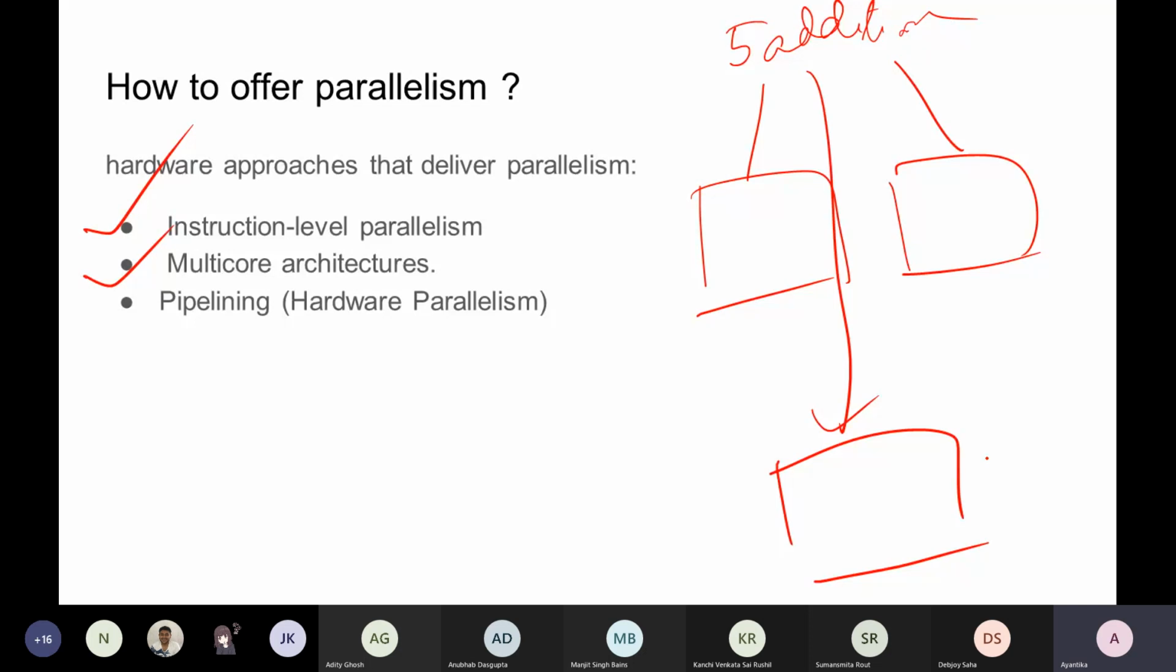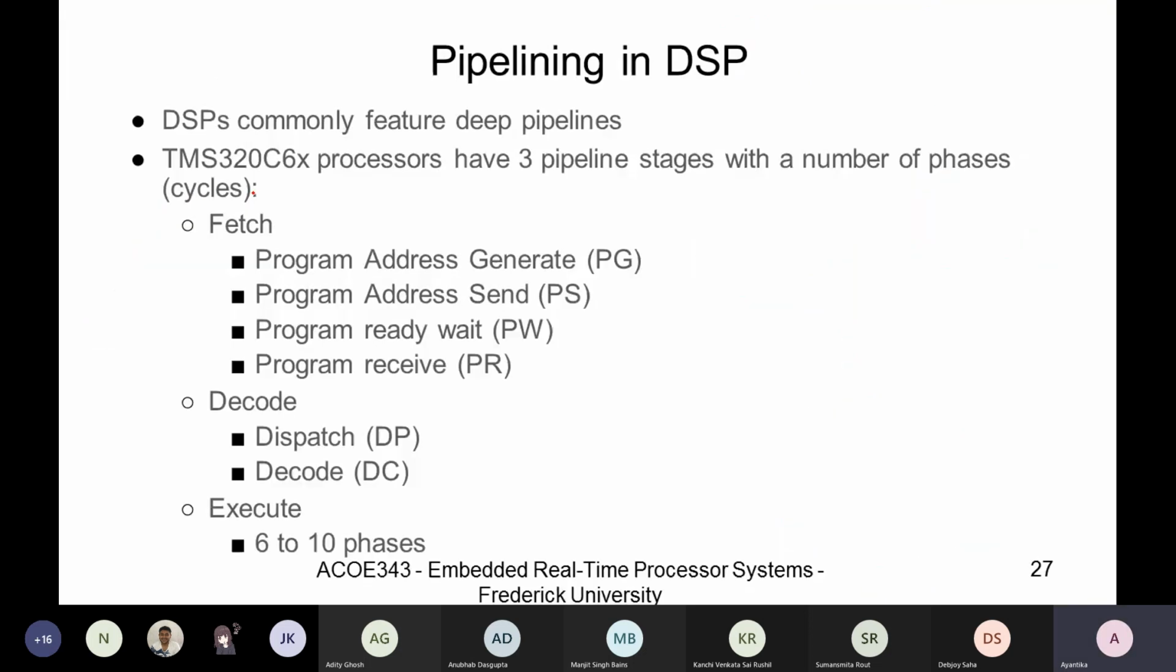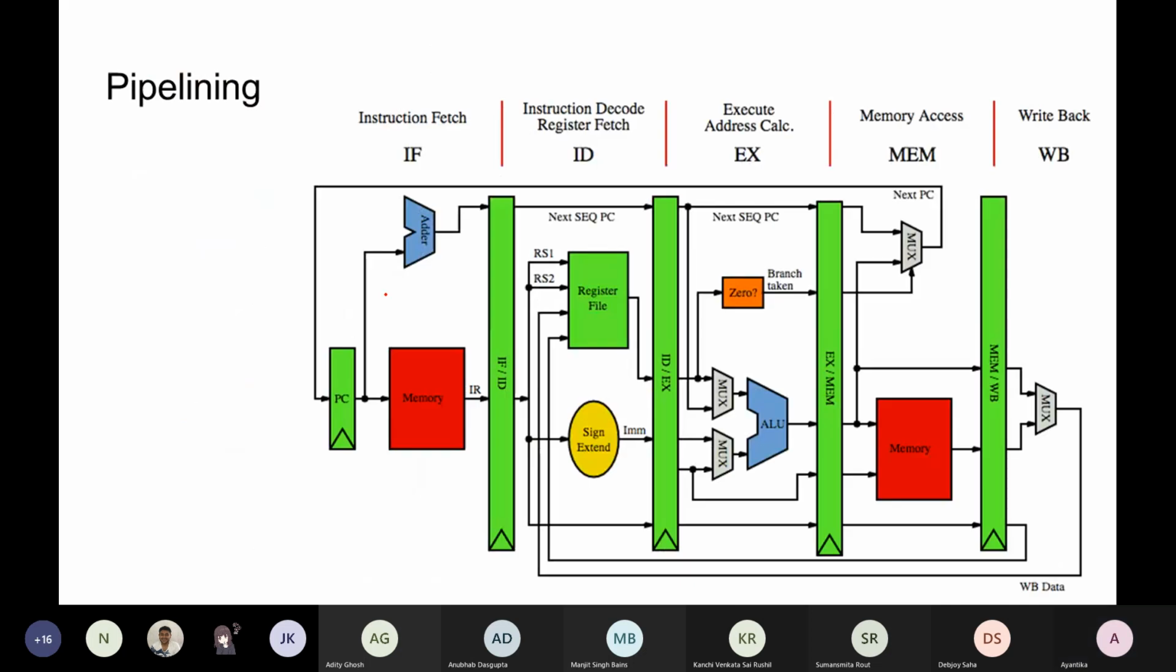Next one is, so these two I think you understand, what to do in this parallelism. Next comes hardware parallelism, that is pipelining. Okay. So pipelining in DSP requires fetch, decode, execute. But we will come back to this slide. First, we need to understand from the basics what we understand by these codes. For that, just think about this type of processor architecture.